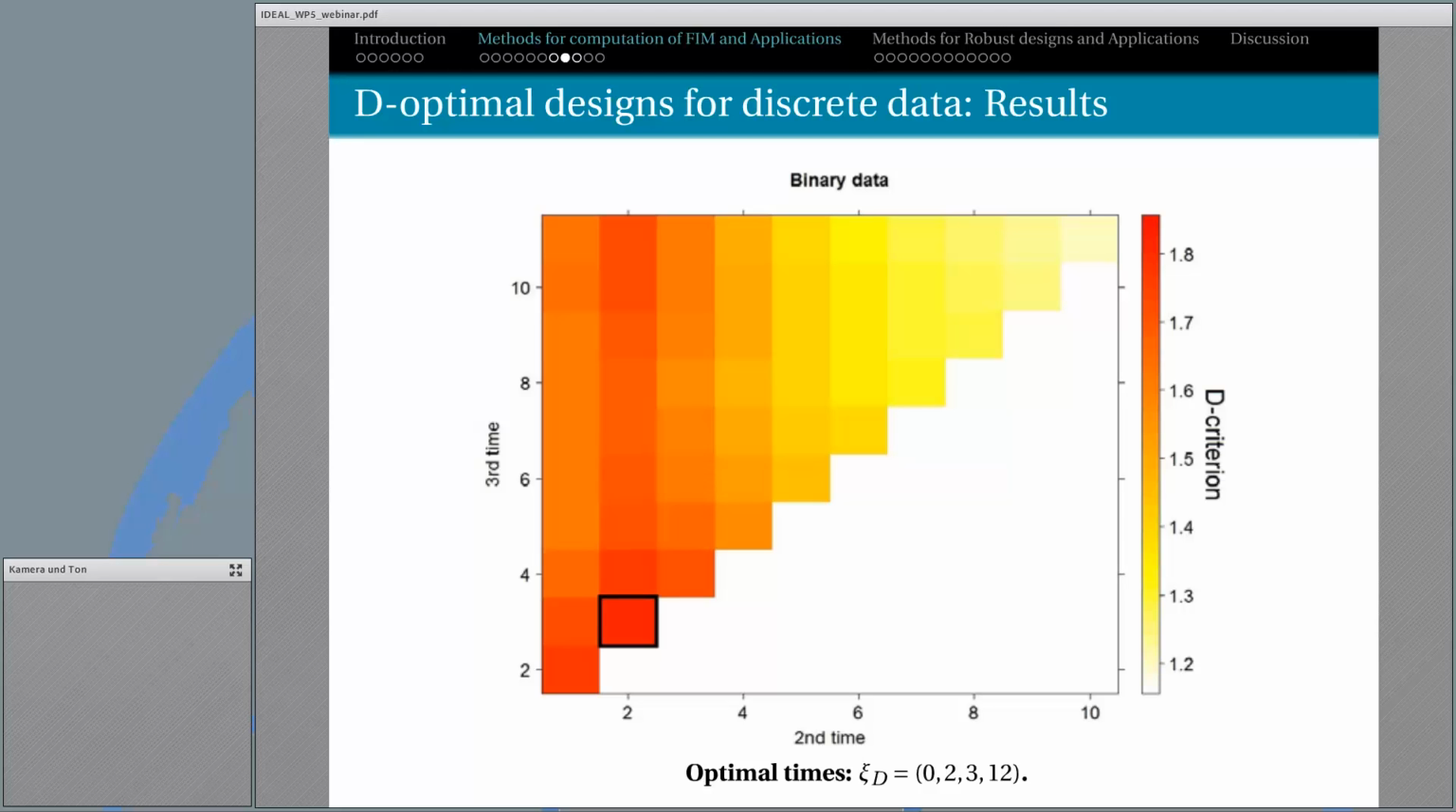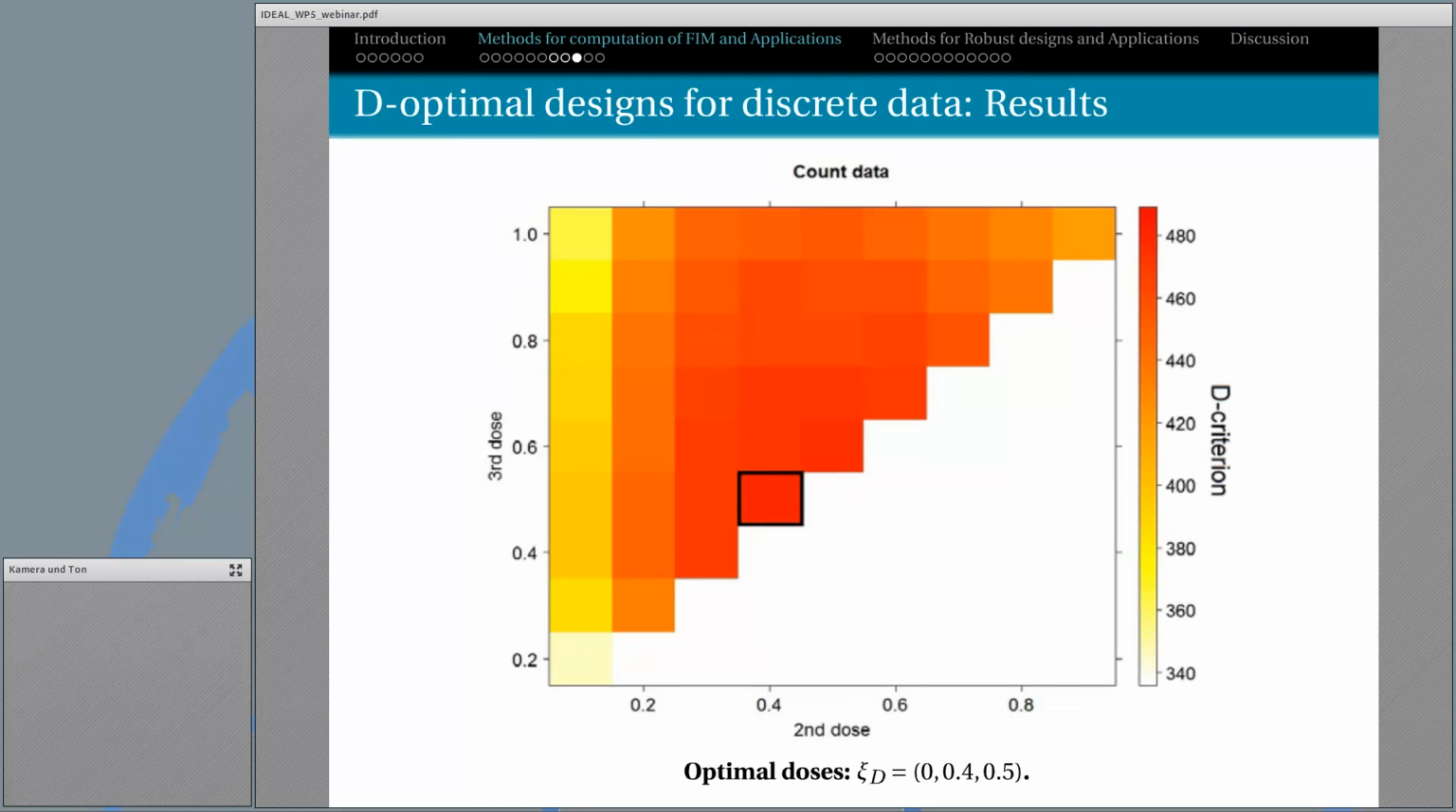Sorry, I made a mistake. This is not dose, this is time. The next example is dose. Sorry. So I say it again. This is the second time. This is the third time. You see that if both sampling times are late, we have poor information, and it's much better to have early sampling times, and the best is to have sampling times of 2 and 3 months and the 12 months.